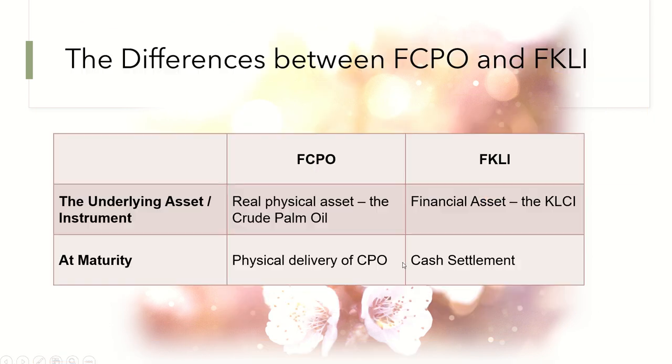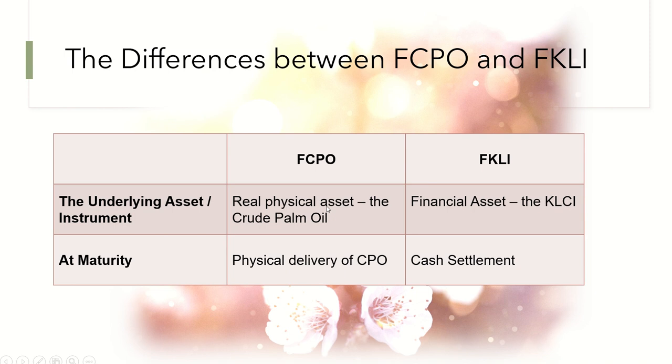Now let's move to the differences between FCPO and FKLI. FCPO and FKLI have two major differences. The first one, of course, is that for FCPO the underlying instrument is the real physical asset, also known as a business asset or economic asset, something you can see with your eyes. For FKLI, the underlying asset is the financial asset. What is that? The KLCI or the FBM KLCI. So here the underlying is a financial asset, while for FCPO the underlying asset is the real physical asset.